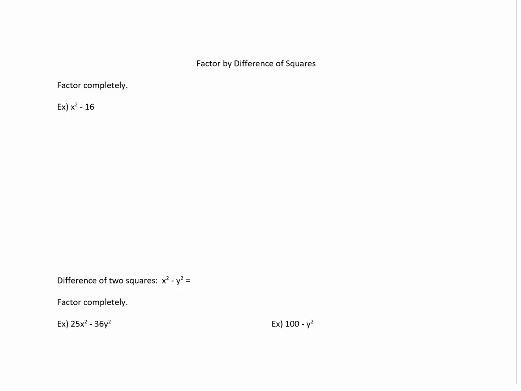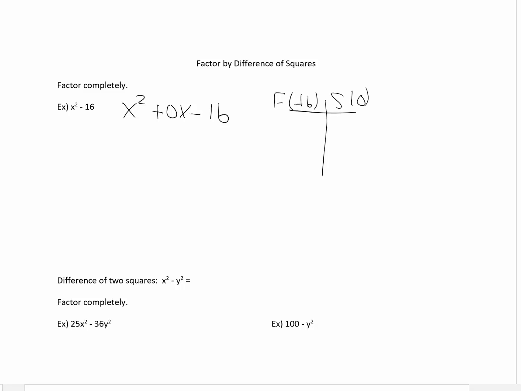In this video, we're going to talk about factor by difference of squares. So I want to factor completely x squared minus 16. Well, I can rewrite that as a trinomial, x squared plus 0x minus 16. So we've already talked about trinomials. There's no greatest common factor I can take out other than 1. So what do I do? I can find factors of negative 16 whose sum is 0.